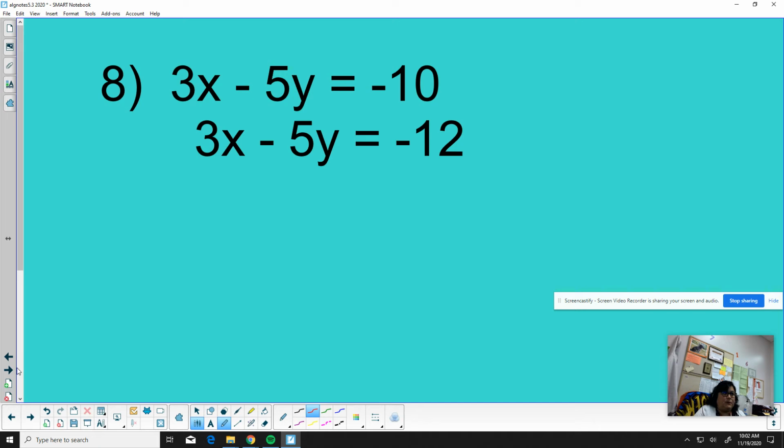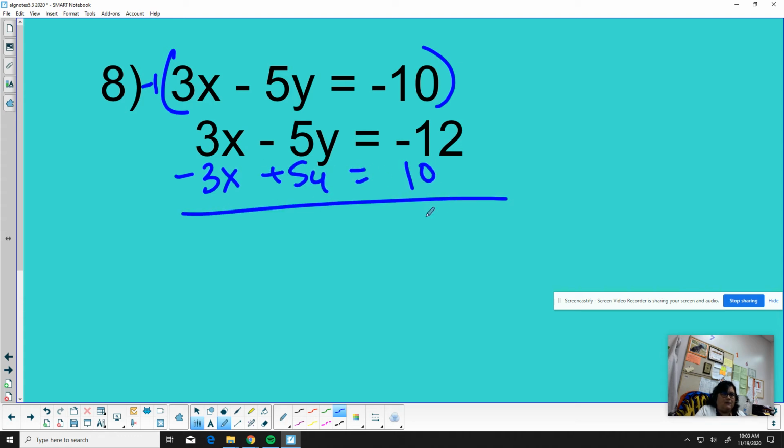So I have some more here. Oh, we should probably do this one. Okay, so this one right here, I can tell that things are going to get interesting because they're exactly the same except the constant, which probably means they're parallel, but let's look. So if I want to cross out one, let's just multiply the top one by -1. That'll make that -3x and +5y and +10. Okay, so both of these cancel.